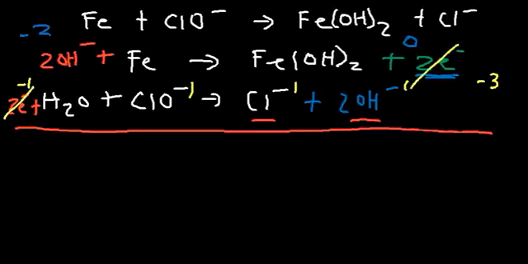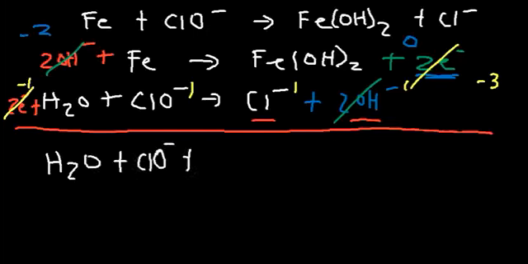So now we can add everything. So notice that the electrons cancel, but also the hydroxide ions cancel as well. We have 2 on the left, 2 on the right. So now we can add the half reactions. On the left side we have H2O plus the hypochlorite ion plus Fe. And that's going to convert into Cl minus and Fe(OH)2.